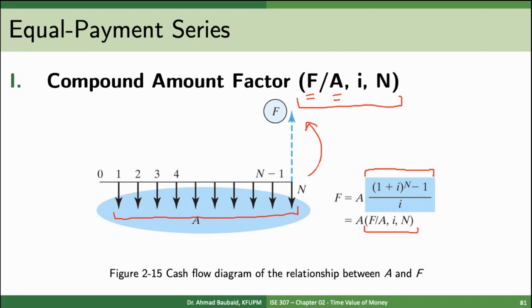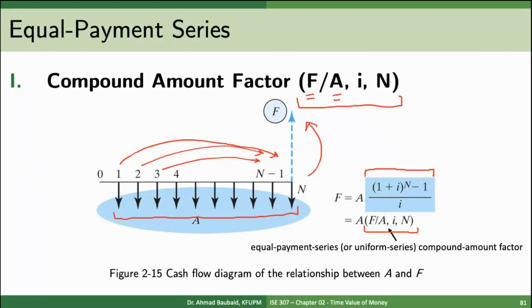Now you may be asking, how do we come up with the formula? Well, you can actually do this yourself. We'll go over it in the next slide, but you can see where it's coming from because it's basically applying the same thing that we've learned before. Just move all of these payments one by one to the future and see if you can find a nice little expression for it. Apparently we can, and that's why we have this expression here. So this is the compound amount factor for an equal payment series.